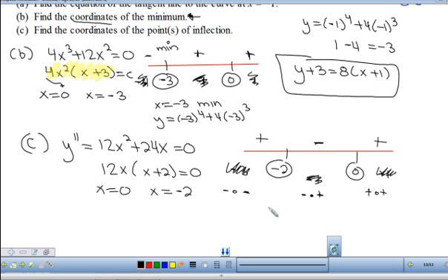So both x equals -2 and x equals 0 is where my points of inflection occur. So again, to find the y value, you need to substitute these points into your original equation to find the y value.